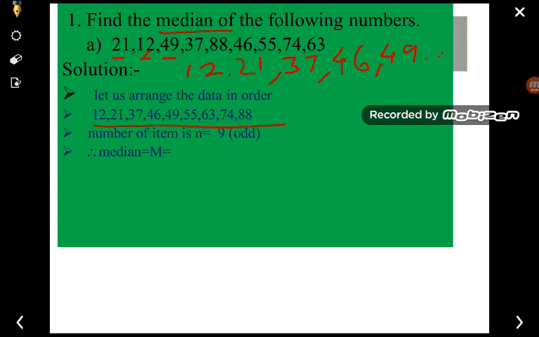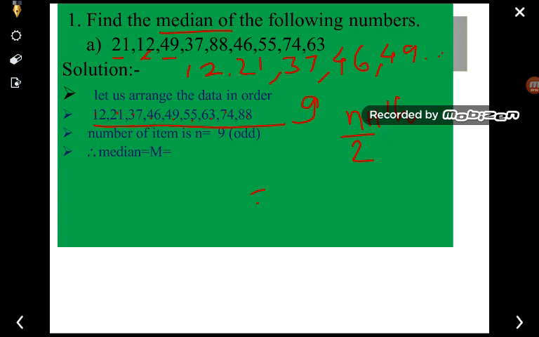Now we have to count the number of observations. The number of observations is 1, 2, 3, 4, 5, 6, 7, 8, 9. So the number of observations is 9. So it is an odd number. Therefore, the formula, as you normally know, if the number of observations is odd, the median is the n plus 1 divided by 2th value.